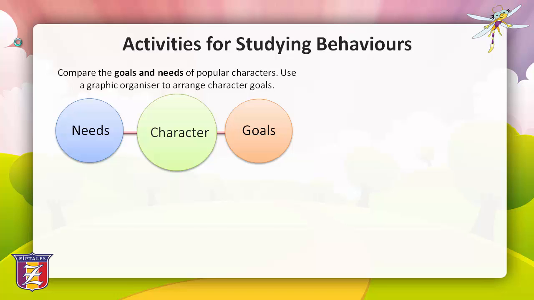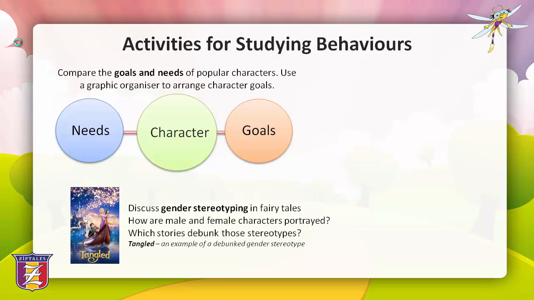Another activity could be to discuss gender stereotyping in traditional fairy tales. How are the male and female characters portrayed? Students could seek out texts where the characters debunk the traditional passive female and heroic male roles. For example, in the movies Tangled and Brave.